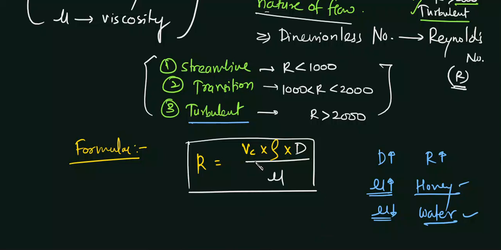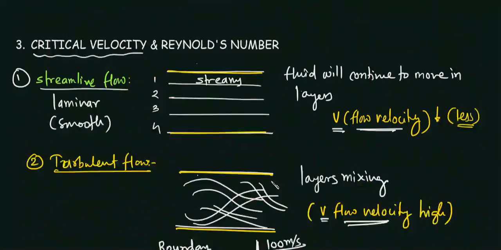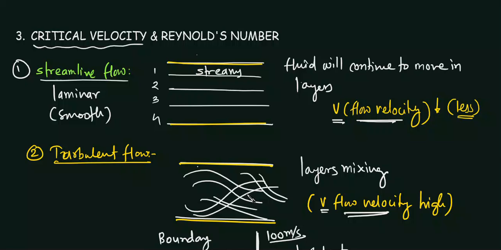Okay, if you put these values and it is coming like 300 or 400, you can simply decide it is a streamline flow. If it is coming up to be 1200, you can tell that it is neither streamline nor turbulent, it is in the transition period right now. If you increase the velocity, the Reynolds number will increase. If it is more than 2000, it will be turbulent flow. This is simply the concept of critical velocity and Reynolds number. Try to understand this.